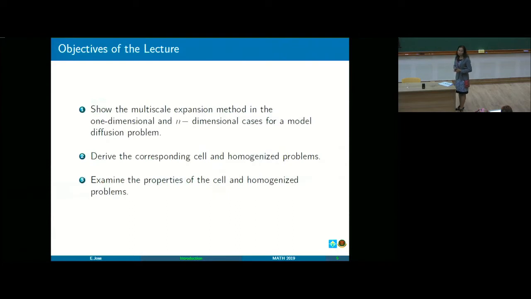So for the objectives of this lecture, again, I will show the multi-scale asymptotic expansion method in the one-dimensional and n-dimensional cases for a model diffusion problem. We will derive the corresponding cell and homogenized problems. And lastly, we will examine the properties of the cell and homogenized problems.